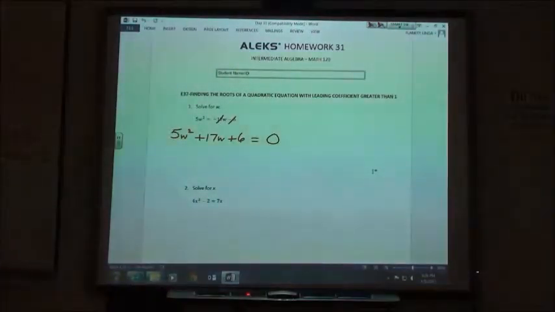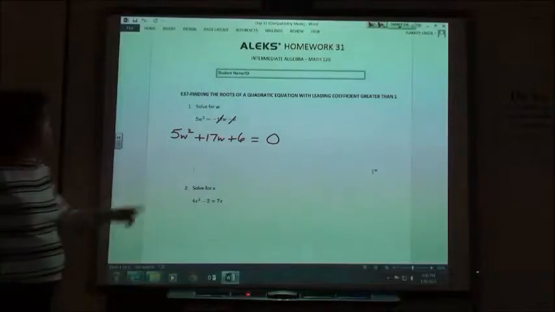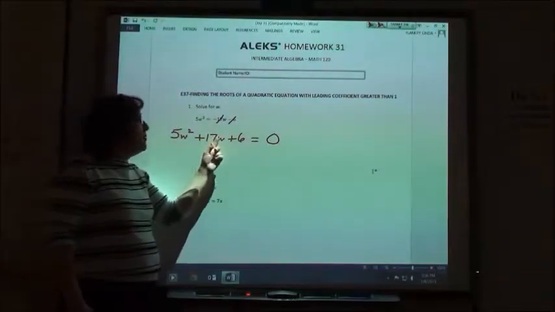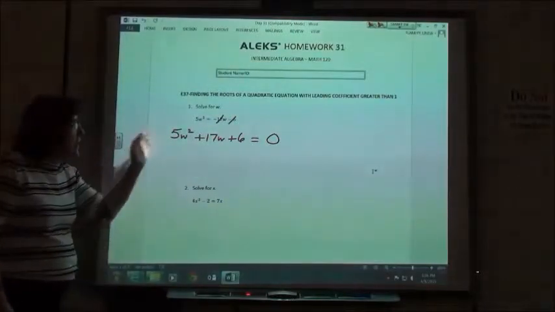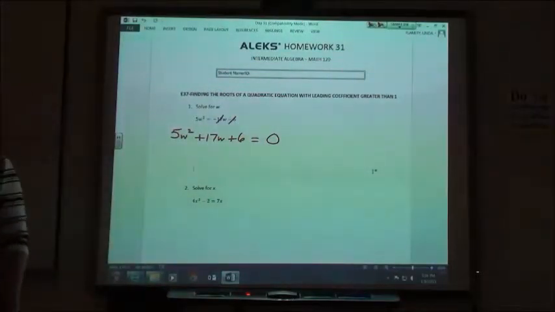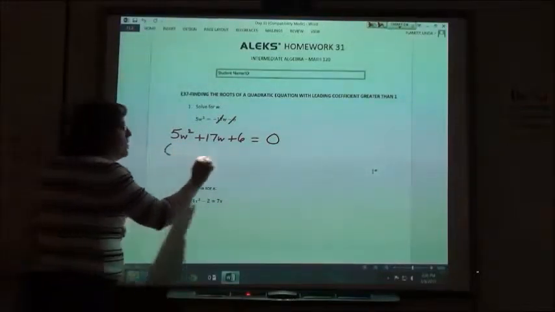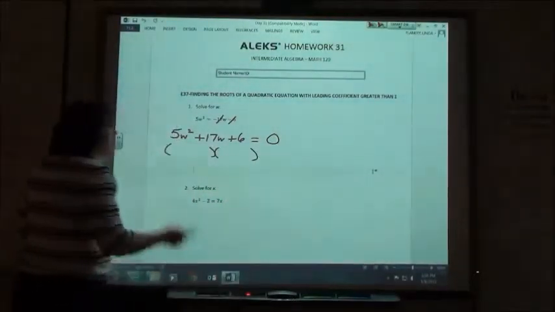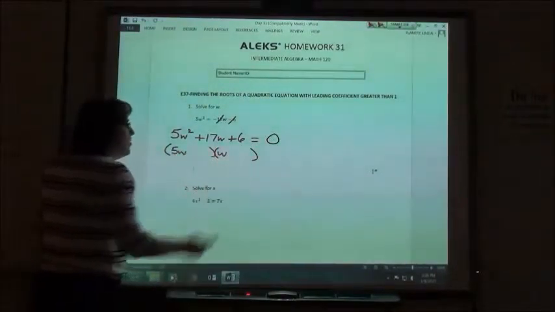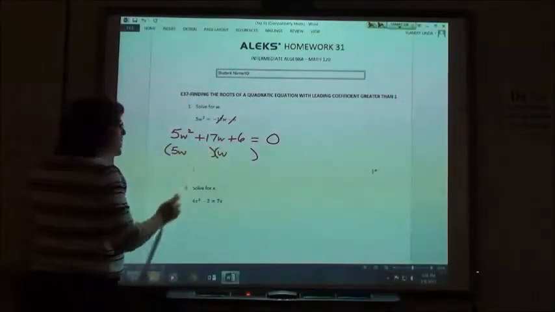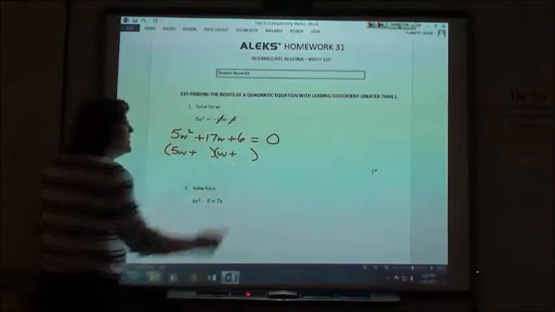Before I factor, I got to make sure everything's in the right order. The squared term, the plain w, the constant term without the variable on the end. If it's in the wrong order, it's not going to factor out right. So you have to make sure you get it in the right order. Now I'm going to solve by factoring. Factors of 5w squared, 5w and w. Both of my signs are pluses, so I've got a plus and a plus.